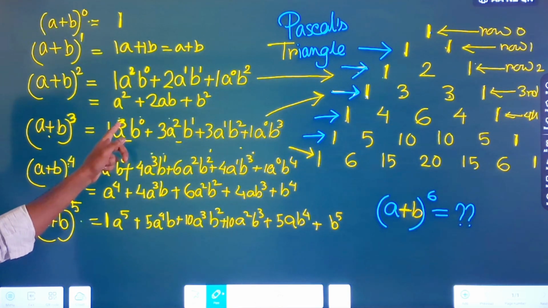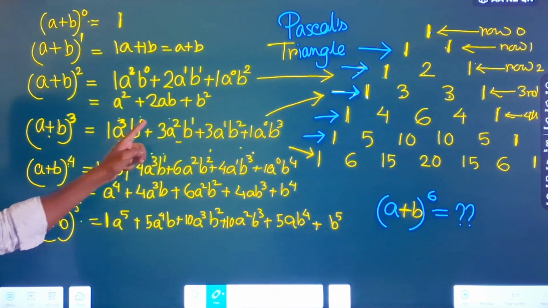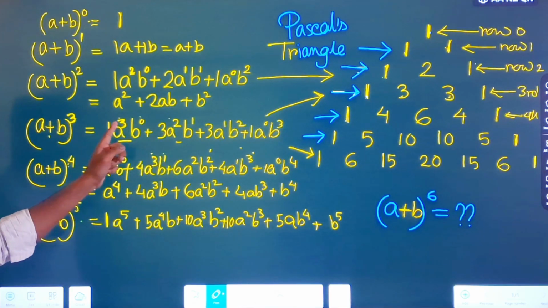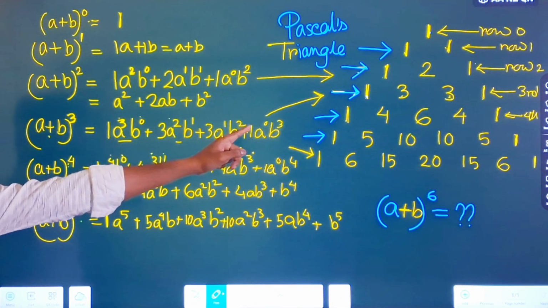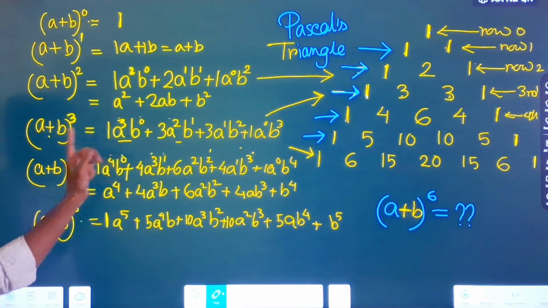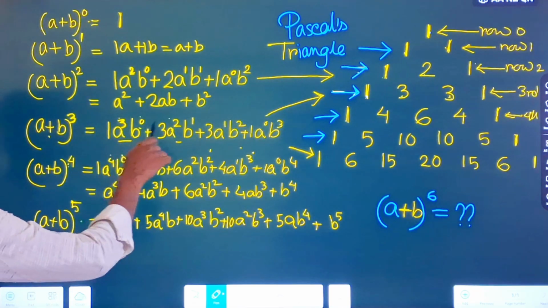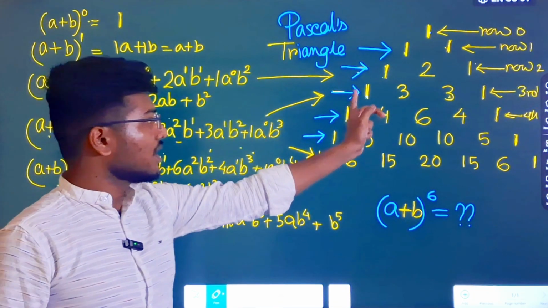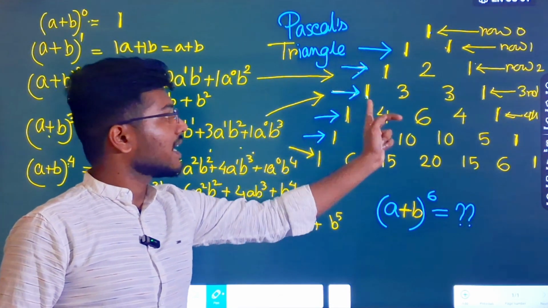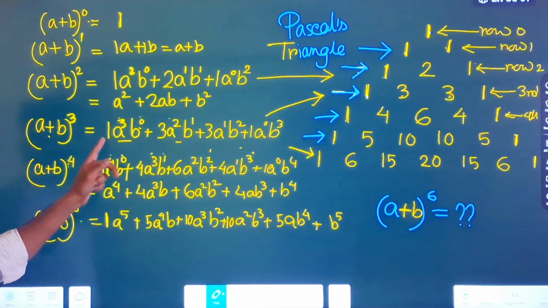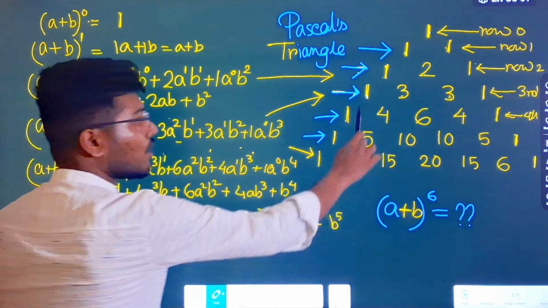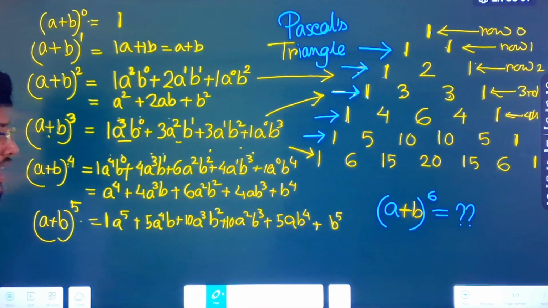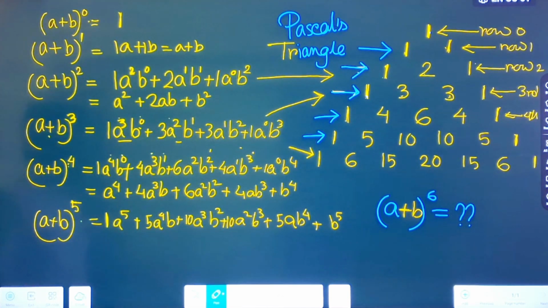In this section you notice that the power of a is 3, the power of a is 2 in the second part. So the power of a will decrease in every step and the power of b will increase in every step. That means b to the power 0, b to the power 1, b to the power 2, b to the power 3. Then you think which step it is, the third step. So what is the third step? You use the coefficients of the Pascal triangle for the third step. So 1 3 3 1, here also 1, 3, 3, 1. So in this way, you have to find out all the formulas.